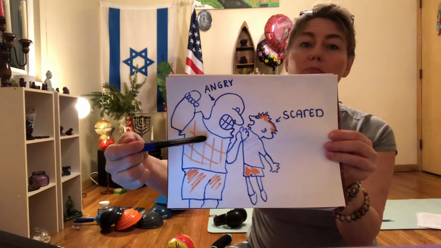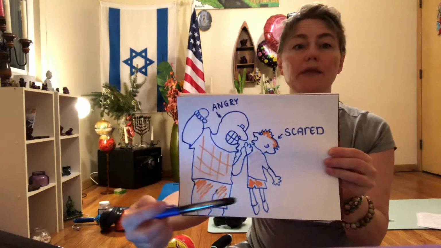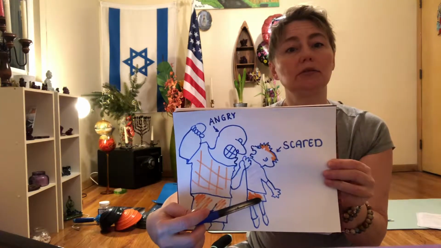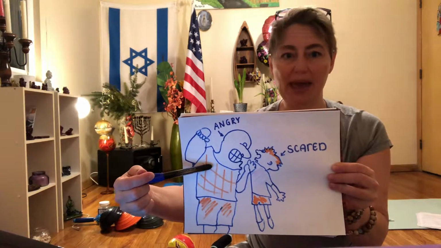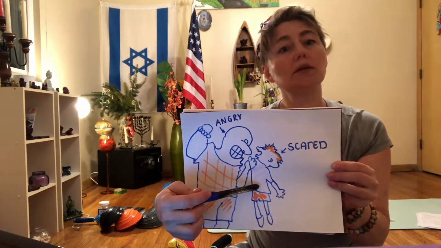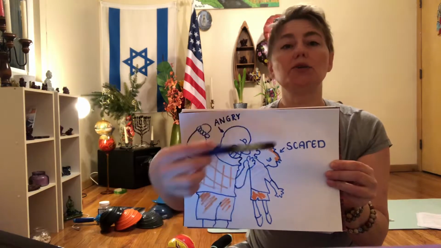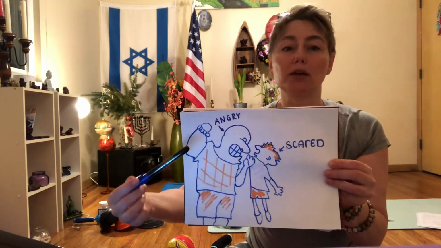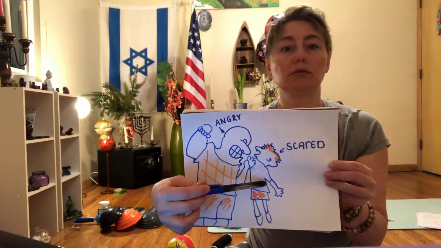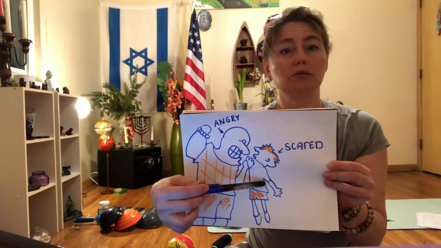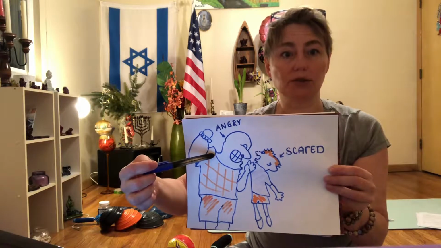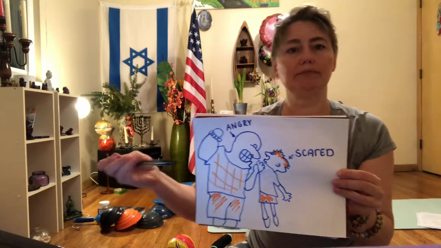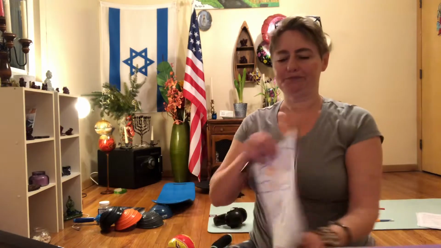This is a bully. And this boy is scared. And that boy is angry and mad. And this boy is sad. So these are the feelings: scared, sad, angry, mad, bully.